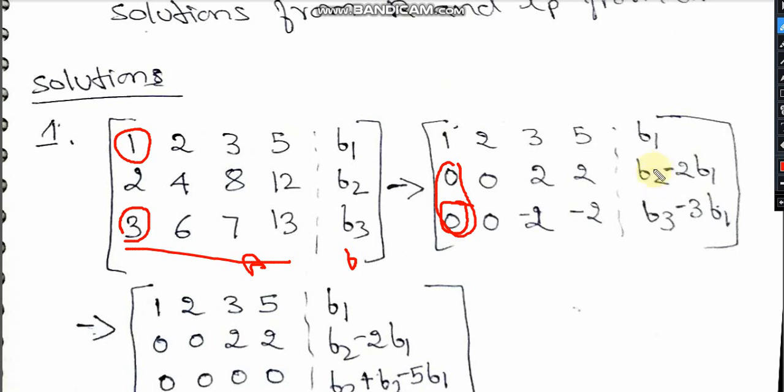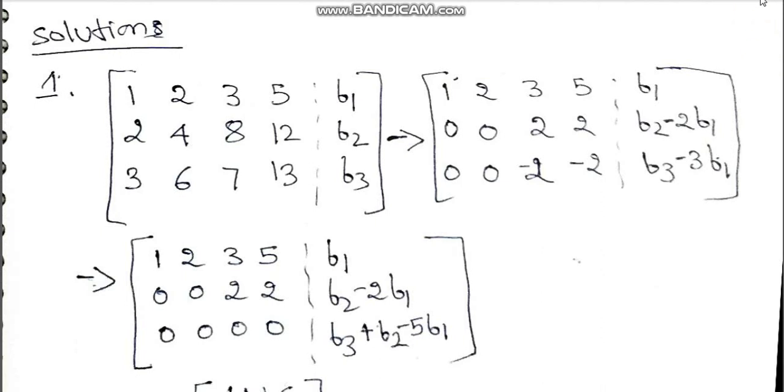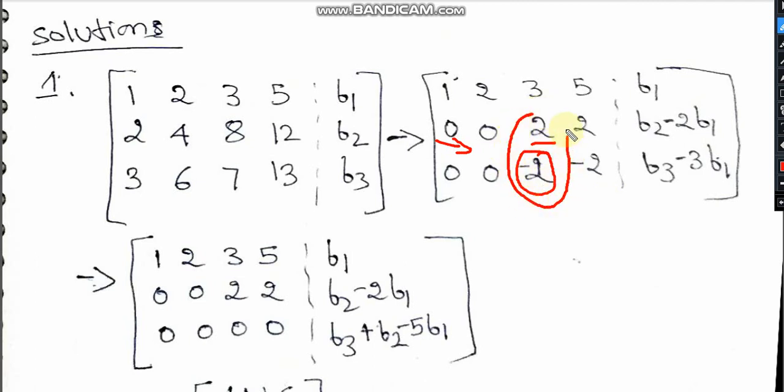So here you get b2 minus 2 times b1, and b3 minus 3 times b1. Whatever row operations you apply to A, the same will be applied to B also. So that reduces to this value, and it is still not in U form. In the second row, the non-zero element is this. Below this element you have to make 0. You can see here you have 2, and here you have minus 2. You can just add row 2 and row 3, so it becomes 0. When you do that operation you will be getting 0, 0, 0, 0.